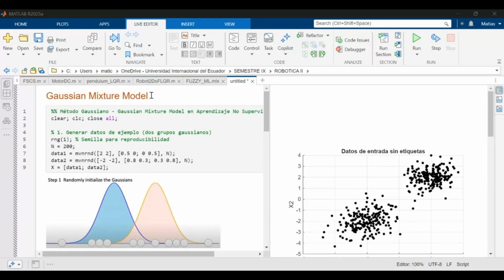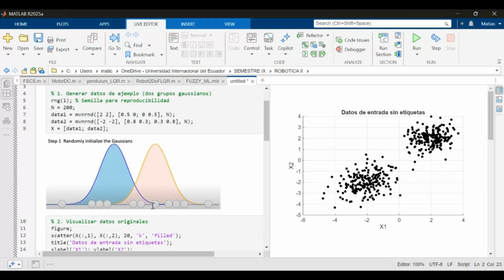Then we have the second approach, the Gaussian mixture model. Basically, to simplify, we can have a lot of data in one dimension, but we can also represent it in two dimensions. The first step is to randomly initialize the Gaussians. What is a Gaussian? Basically, a Gaussian bell is a normal distribution, a symmetrical graphical representation of the distribution of data around a central value.